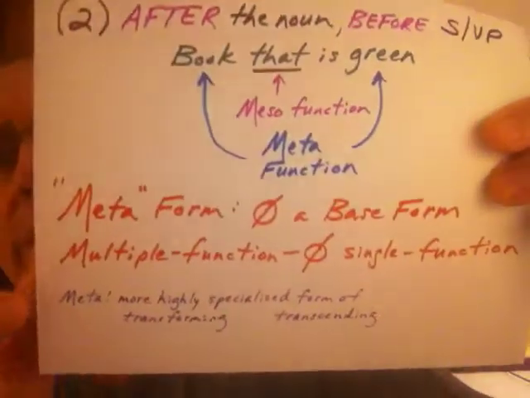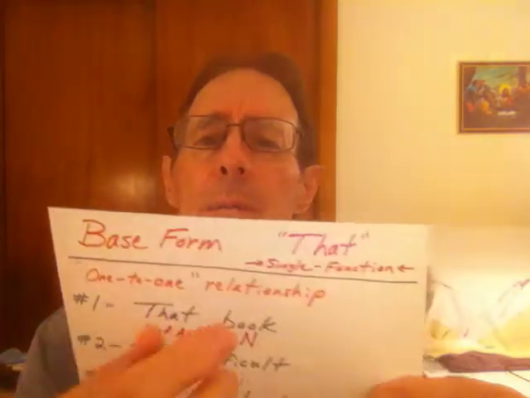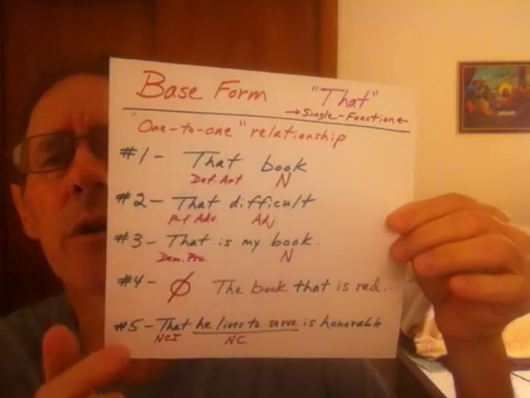In other words, it's not a single function event here. When you use the word that in a so-called relative clause, okay? Meta, the prefix meta, means a more highly specialized form of, or it means transforming, or it can mean transcending. So you see, I call it a meta function, and like I showed you earlier, all the other functions, the four other grammatical functions of the word that, are in the base form that comes before the other word. See that there?